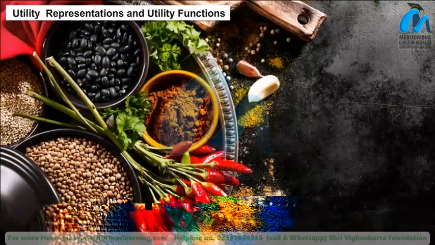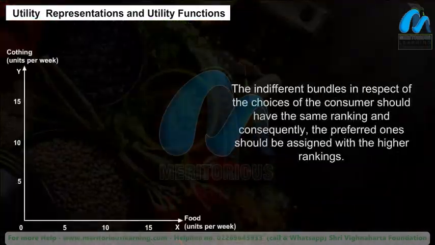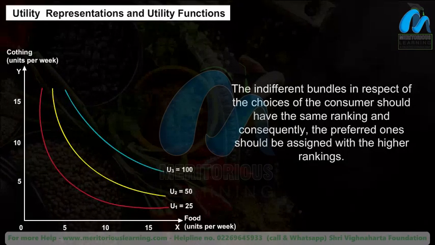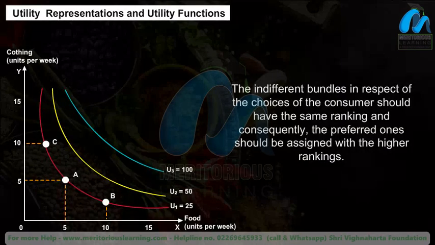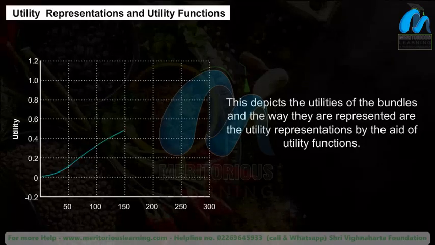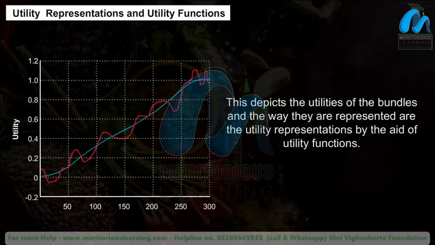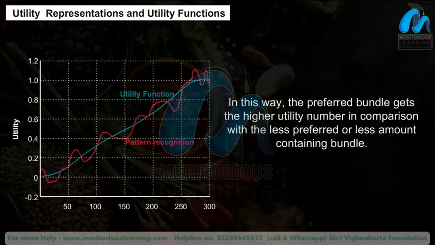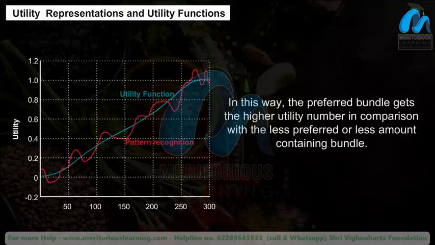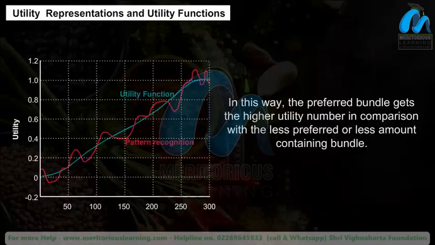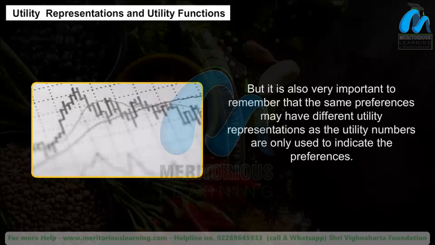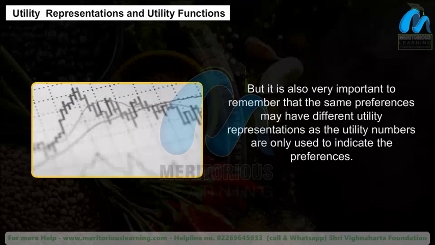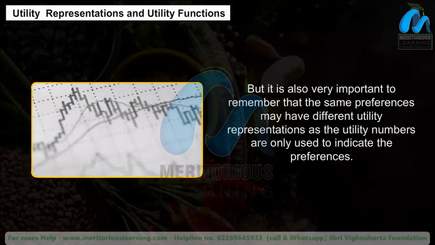Utility representations and utility functions. The bundles that are indifferent with respect to the choices of the consumer should have the same ranking, and consequently, the preferred ones should be assigned higher rankings. This depicts the utilities of the bundles, and the way they are represented is the utility representation, by the aid of utility functions. In this way, the preferred bundle gets a higher utility number in comparison with the less preferred or lesser bundle. But it is also very important to remember that the same preferences may have different utility representations, as the utility numbers are only used to indicate the preferences.